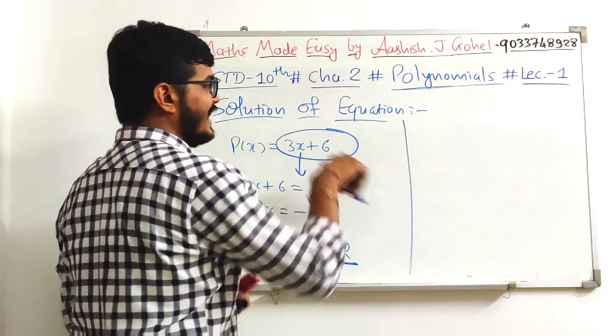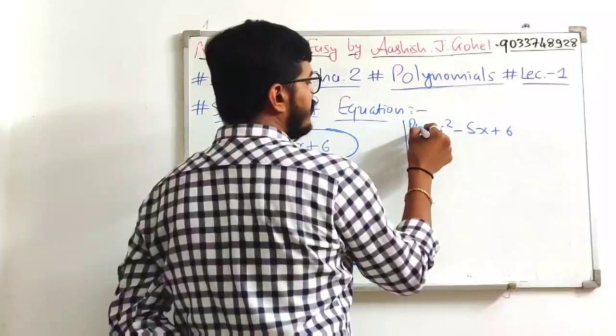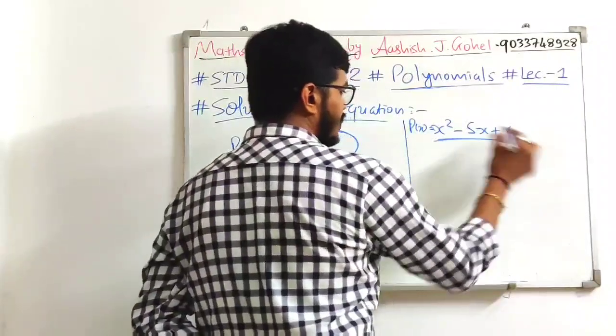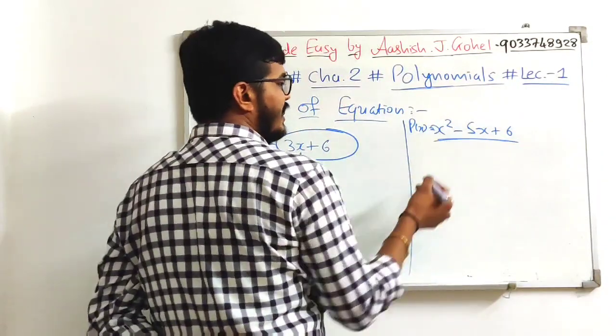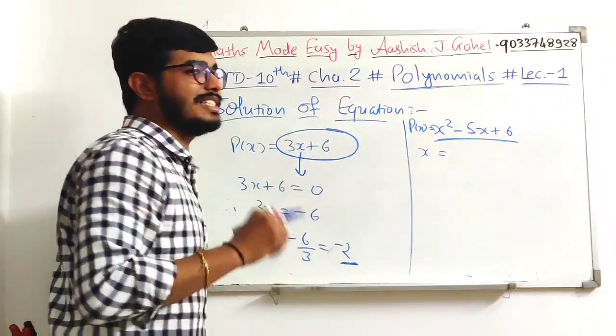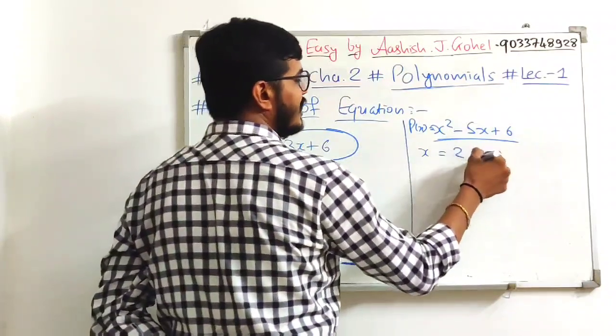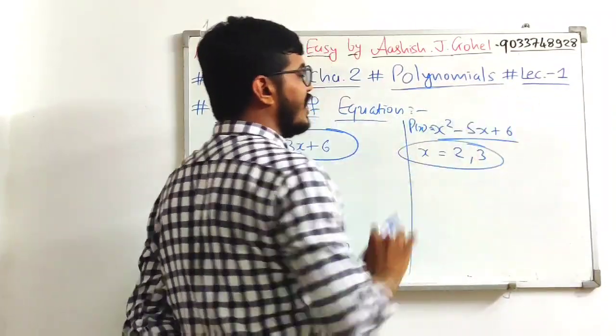But if I take another equation, say x square minus 5x plus 6, and I want to find the solution of this equation, then by the splitting the middle term method or the discriminant method, you can use any of the methods; those methods we will discuss in chapter number 4. Right now I am writing the answer: 2 and 3 will be the answers of this quadratic equation.